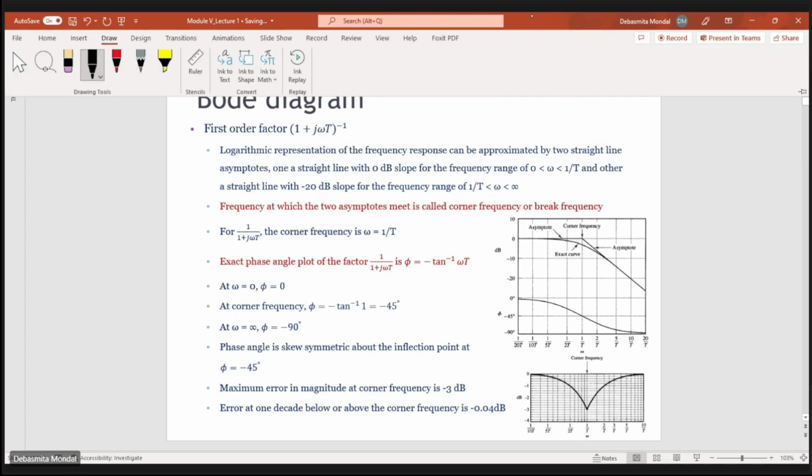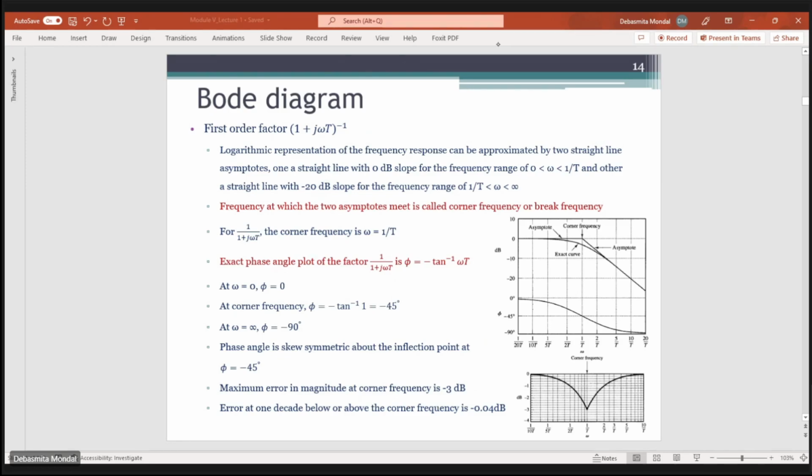So again, you can see that the logarithmic representation of the frequency response can be approximated by two straight line asymptotes. One straight line asymptote is at 0 dB slope for the lower frequency range, that is from 0 to 1 by t, and the other is a straight line with a slope of minus 20 dB per decade. That is valid for the frequency range of 1 by t to infinity.